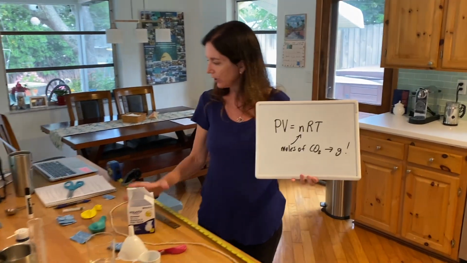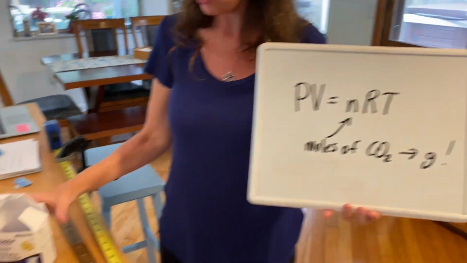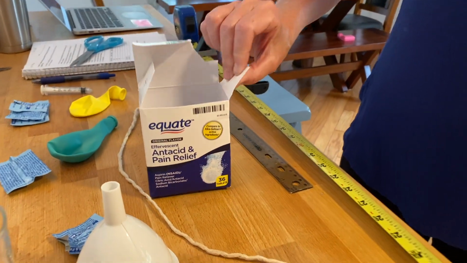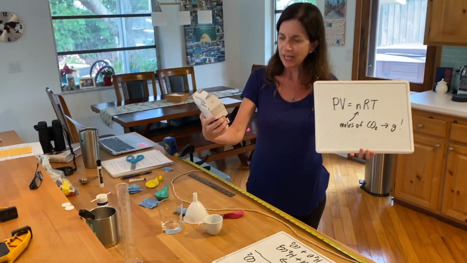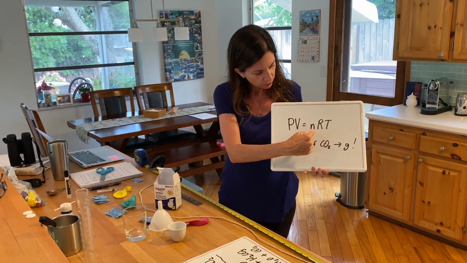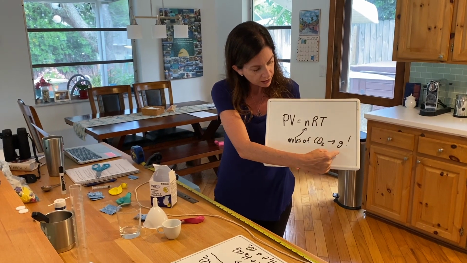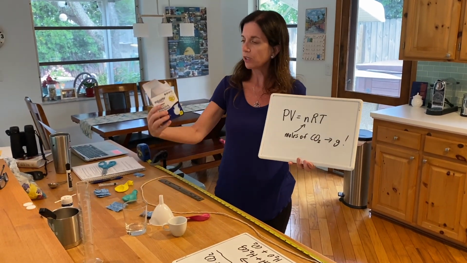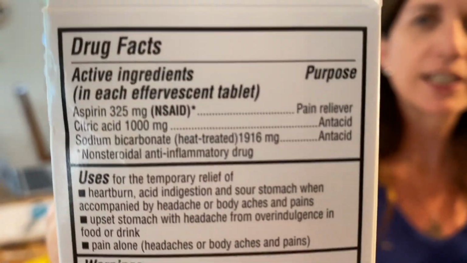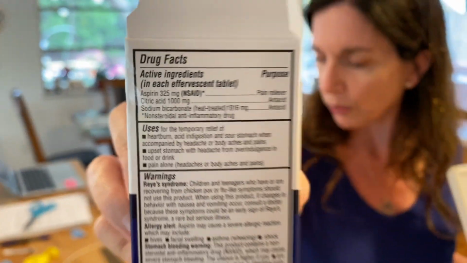can do at home. We got out some fancy equipment, but you can do all of this at home. We are going to measure how much carbon dioxide gas is produced by an antacid tablet. In the reaction, we're going to calculate the number of moles of carbon dioxide gas formed. We're going to convert it to grams, and then compare it to the grams of active ingredient. The active ingredient in here is sodium bicarbonate, or sodium hydrogen carbonate.